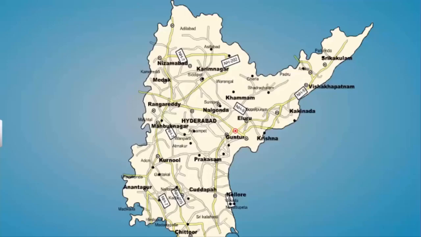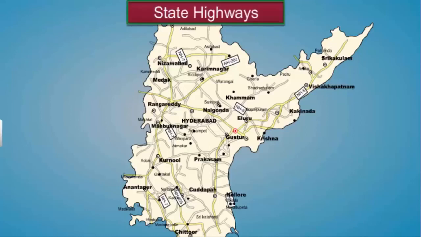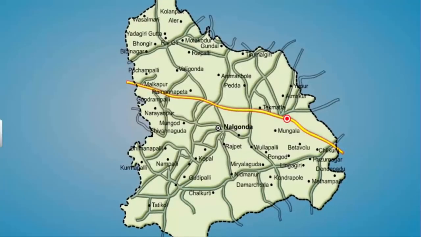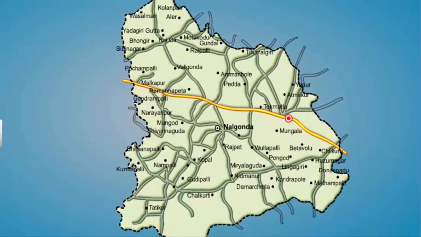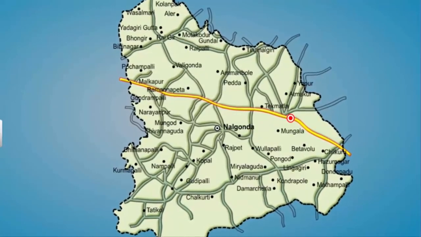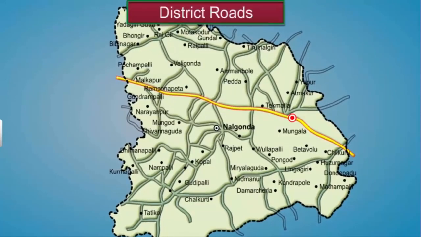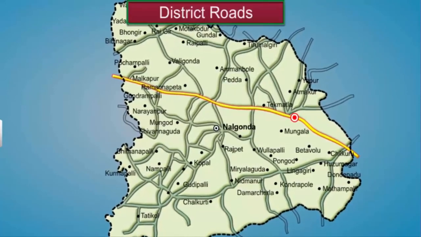Within a state, the roads linking the state capital with different district headquarters are called state highways. State highways are constructed and maintained by the Public Works Department or PWD of the state concerned. The roads connecting a district headquarter to other destinations in the district are called district roads. These roads are constructed and maintained by the Zilla Parishad concerned.